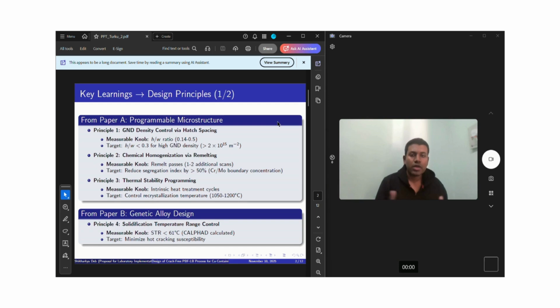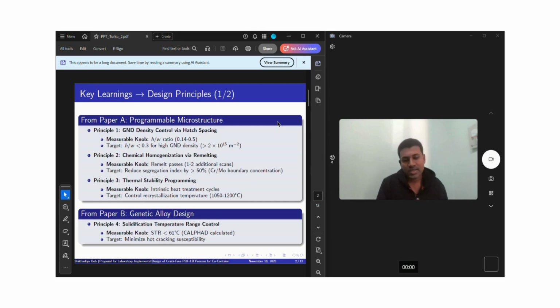The thermal stability programming comes as the third principle, which includes controlling or programming the material through two factors: GND density through hatch spacing and chemical heterogeneity via remelting. GND density acts as a driving force for recrystallization, while remelting removes the pinning points that prevent grain boundaries from moving.